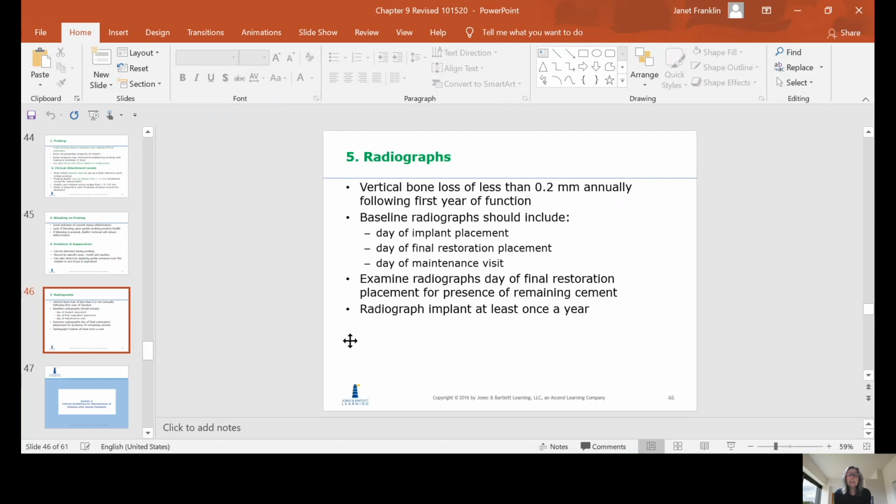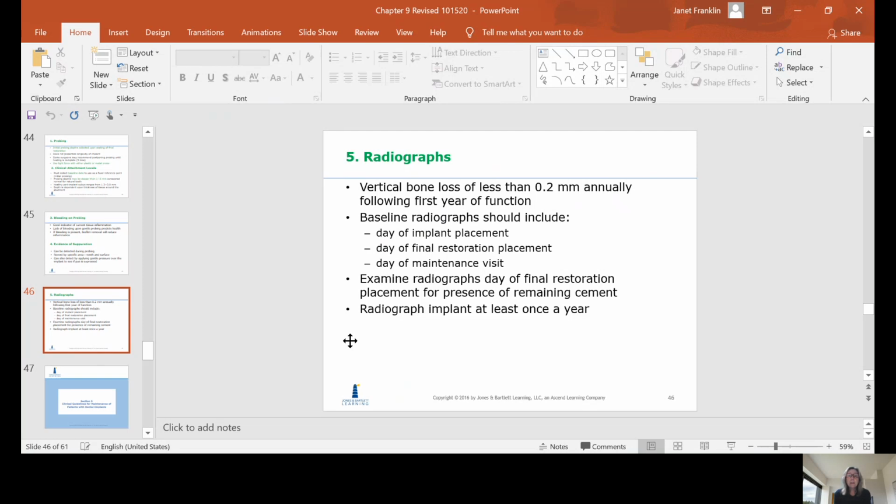Radiographs. Vertical bone loss of less than 0.2 millimeters annually following the first year of function. So remember, in the first year of function, you can actually lose 1 to 2 millimeters of bone support around an implant, but then it should stabilize, and you shouldn't lose more than 0.2 millimeters annually. So in other words, you're probably not going to see any significant change, because most of us can't really measure 0.2 millimeters with our bare eyes.